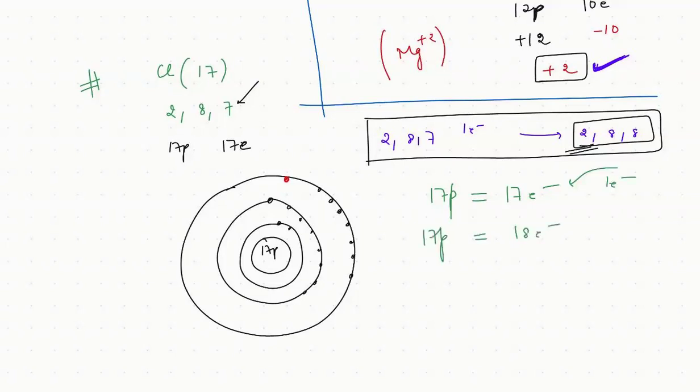For 1 proton, the charge is plus 1. So for 17 protons, the charge will be plus 17. For 1 electron, the charge is minus 1. So for 18 electrons, the charge will be minus 18. And hence it is going to be what? The charge is going to be -1. So it is going to be Cl minus.